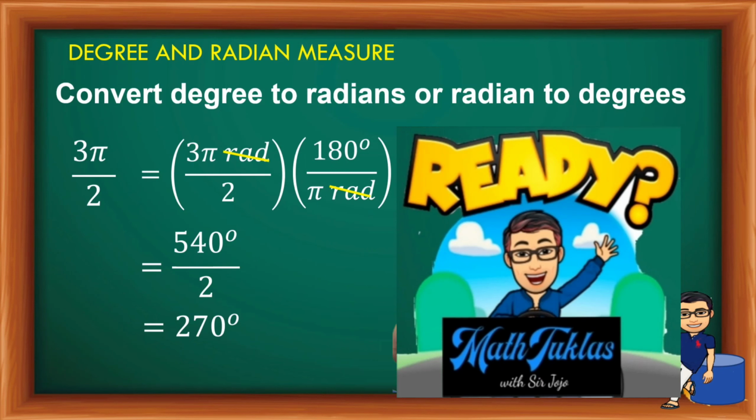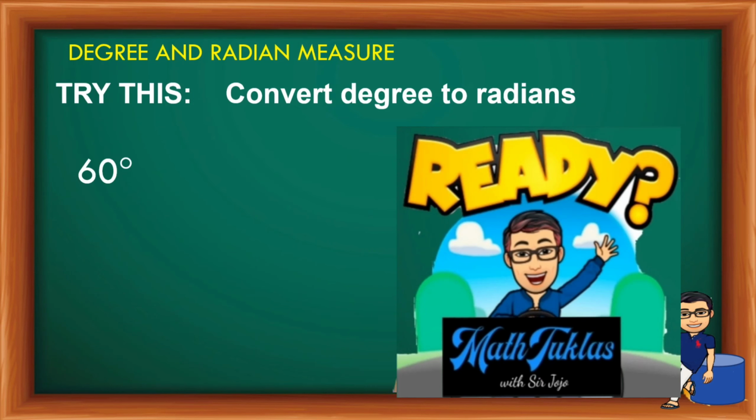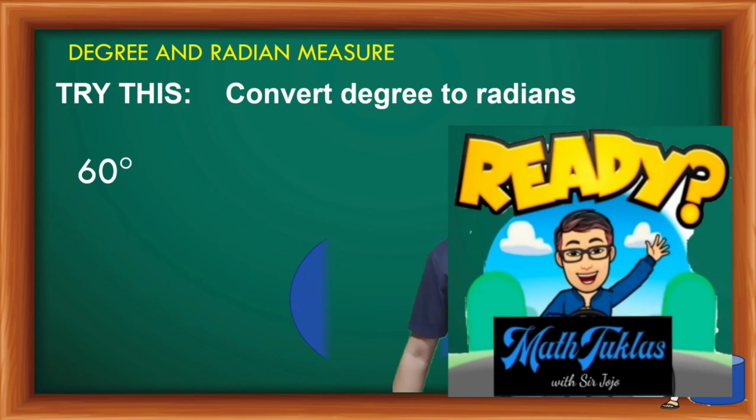So, you can follow what we do to determine our answer. Let us try if you really understand converting degrees to radians and vice versa. I will be giving you 10 seconds to answer the following. Let's start with the first one. 60 degrees. The time starts now.